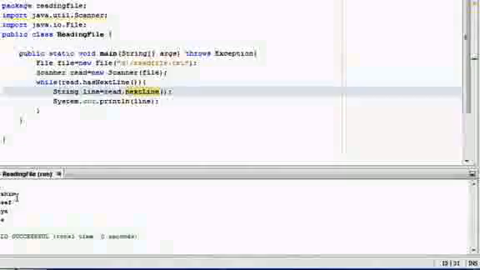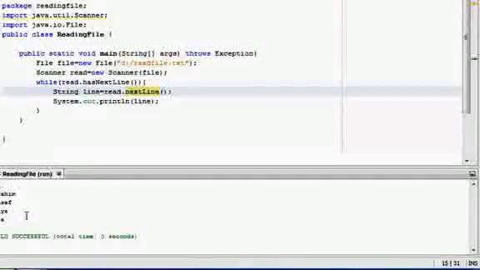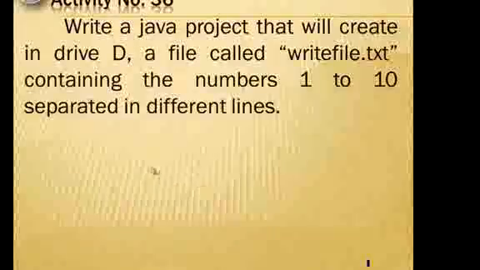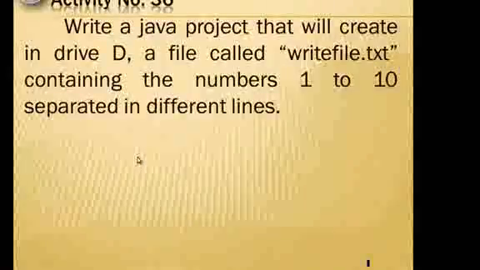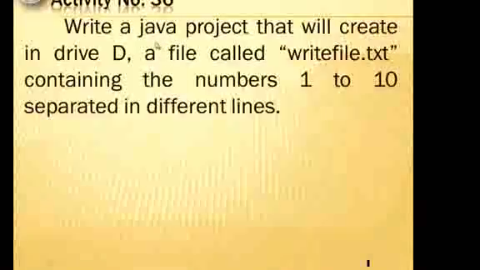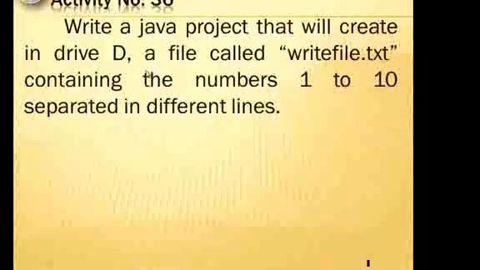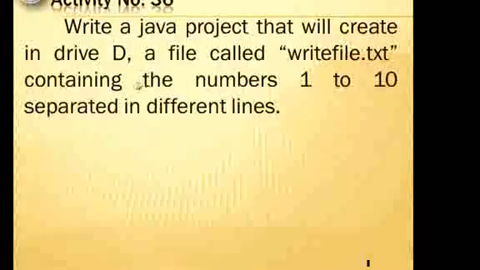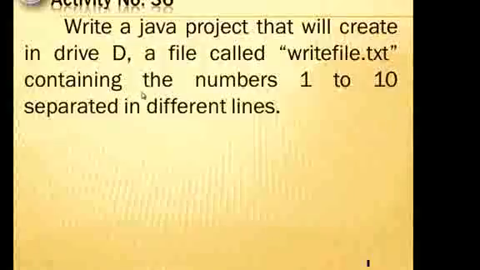Okay, that's it. So we can now see the 5 names from the readfile.txt file. So after reading, we're now going to write data in the file. This is activity number 36, and we're going to write a Java project that will create in Drive D a file called writefile.txt containing the numbers 1 to 10 separated in different lines.